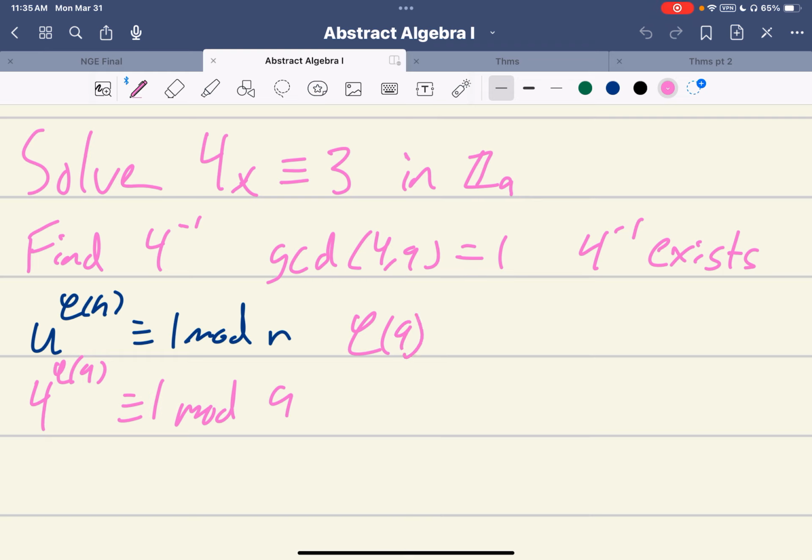Also, I apologize for my ugly phi's. That's a better one. Sometimes they look like upside down twos, because that's how I write my upside down twos, so I'm used to writing that. Oh, that was a good one.